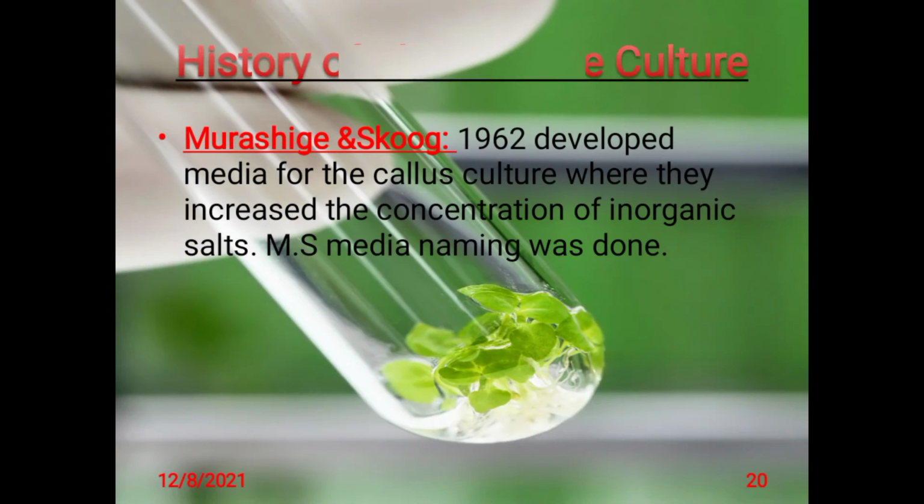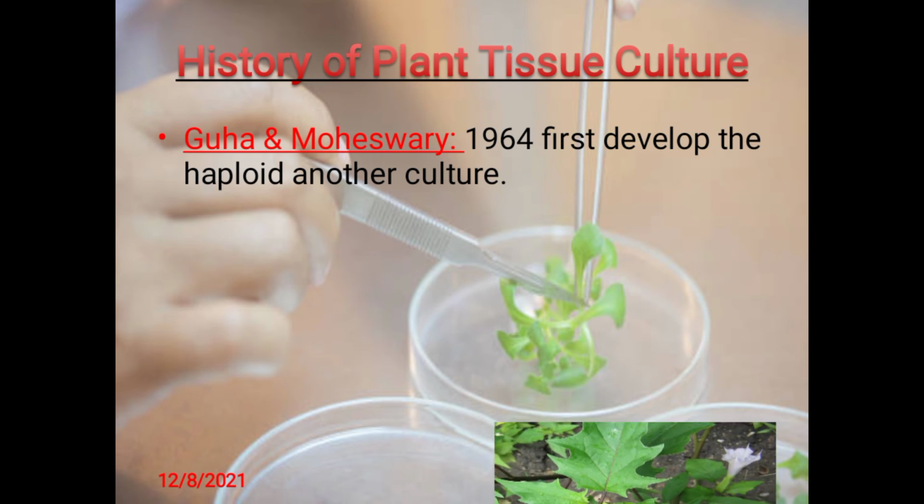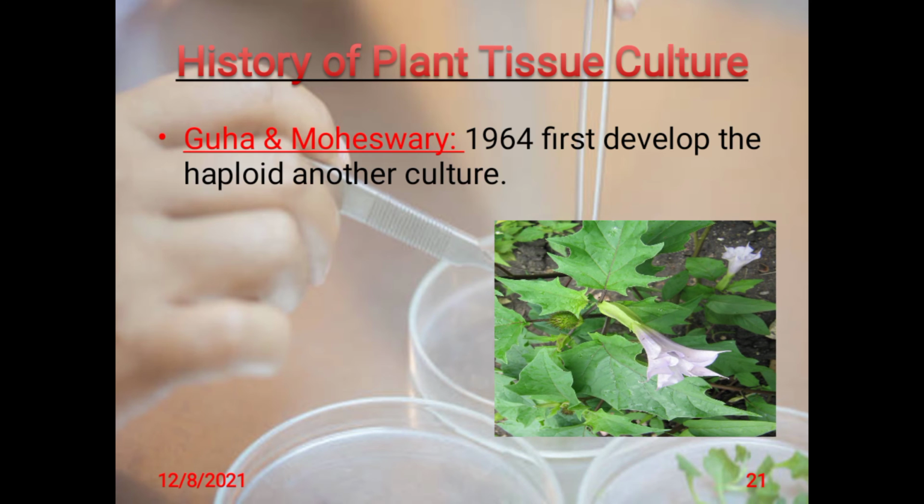Next is Murashige and Skoog. In 1962, they developed media for callus culture where they increased the concentration of inorganic salt. MS media naming was done. Next is Guha and Maheshwari. In 1964, they first developed the haploid anther culture. And the first anther culture plant is Datura.